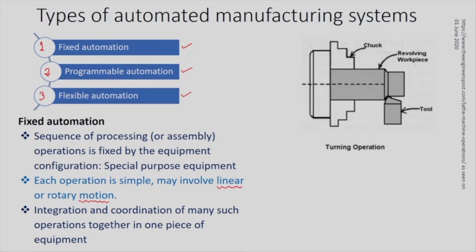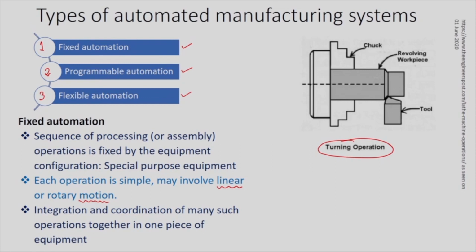equipment efficient and productive. To understand the concept of fixed automation, let us take a very simple example of a turning operation. The turning operation is a very common operation used in the mechanical industry, basically in tool rooms. The listeners or participants of this course who have a mechanical background are very well conversant with this turning operation.